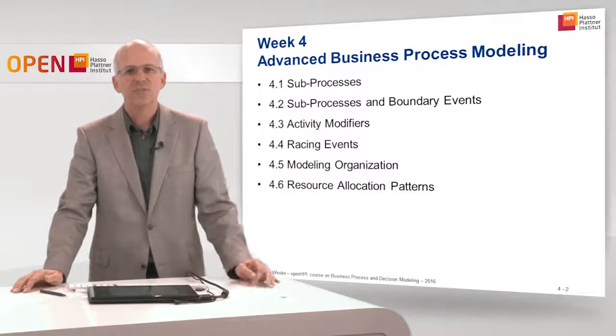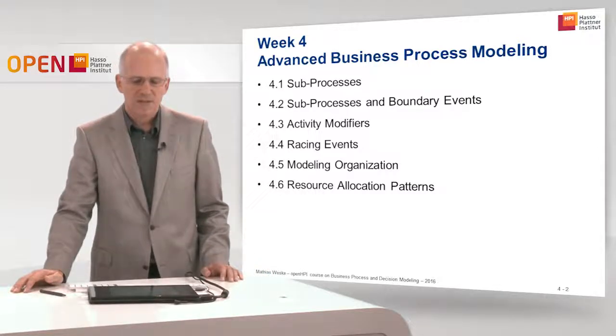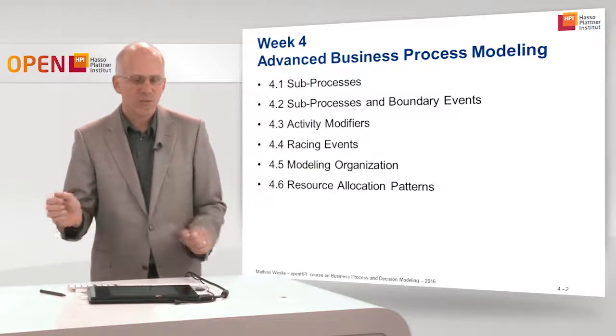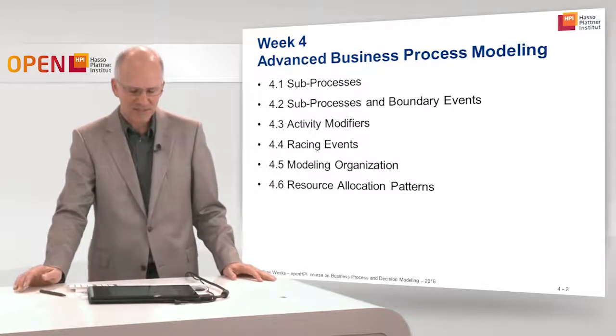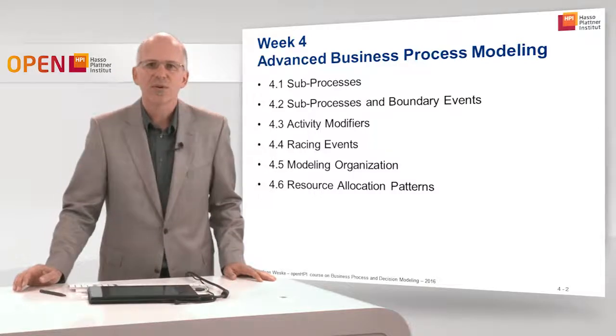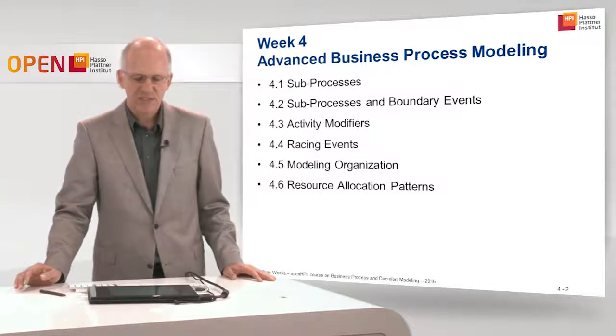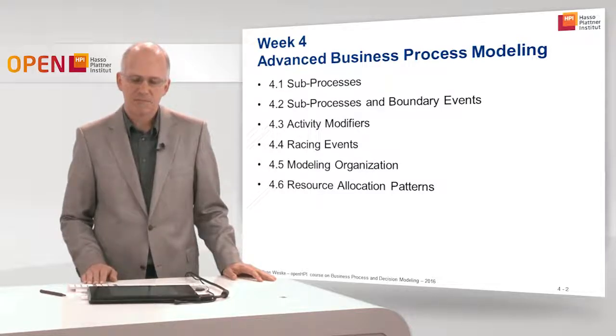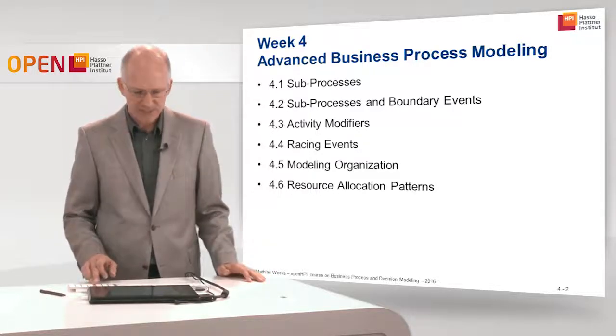4.3 looks at activity modifiers. In 4.4 we take a look at racing events. So several events of a business process model can race against each other so that only one can win in this race, and we discuss this in 4.4. Video clip 4.5 looks at organization, how to represent organization, and 4.6 takes a look at resource allocation patterns. So how can we allocate resources to activities in business processes?